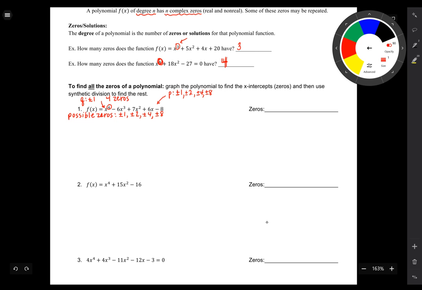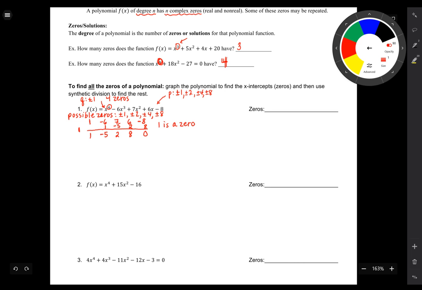So since we know it's a 0, we're going to use synthetic division. So 1, -6, +7, 6, and -8. And we're going to put 1 down here along the side. Okay, so bring down your 1. 1 times 1 is 1. Add the 2 vertically. Multiply -5 times 1. Add, multiply, add, multiply, and a remainder of 0, which is what we expect because I told you 1 is going to be a 0. So 1 is a 0.